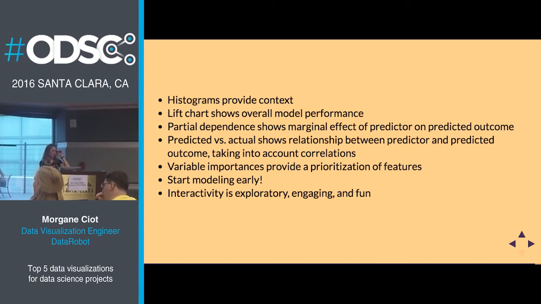Here's a quick recap of the charts I went over. Histograms help provide context even throughout your modeling process. Lift charts are good for a quick visual assessment of overall model performance. Partial dependence helps you assess if predictors have an effect on the outcome. Predicted versus actual shows how your model is performing across certain variables, and it potentially takes into account correlations with other variables. Variable importances provide a prioritization of features. And again, start modeling early so that you can make use of those visualizations in future rounds of modeling.